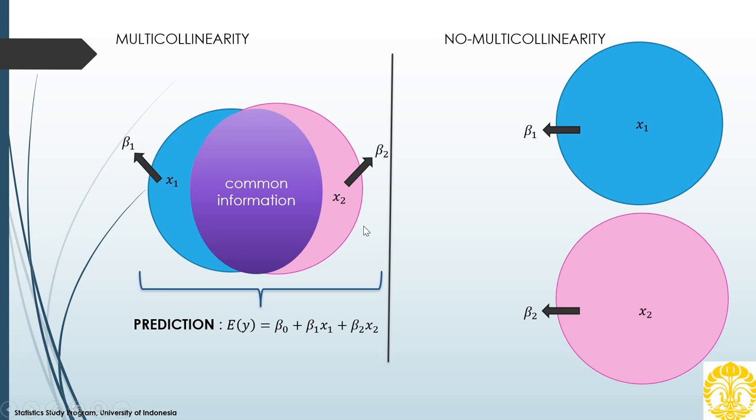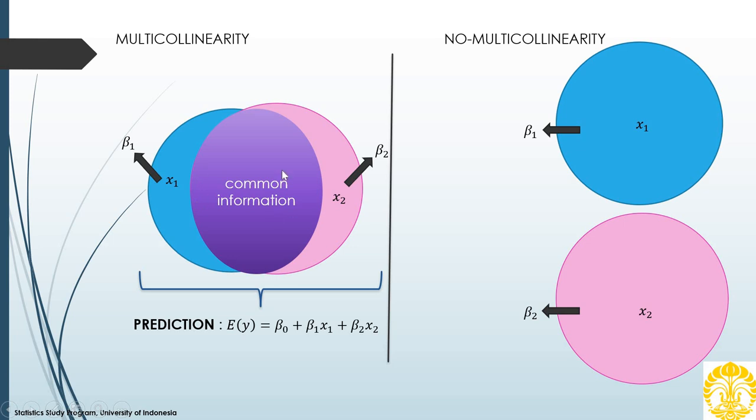However, if you want to do prediction, remember that prediction is predicting y from all the information that we might get. So here it is from all of x1 and x2, so still the whole story is the same.